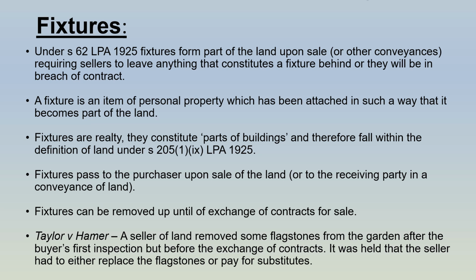Fixtures. Since fixtures form part of the land in a conveyance, sellers are required to leave anything that constitutes a fixture behind, or they will be in breach of contract. A fixture is an item of personal property which has been attached in such a way that it becomes part of the land. Fixtures are realty. They constitute parts of buildings and therefore fall within the definition of land under Section 205.